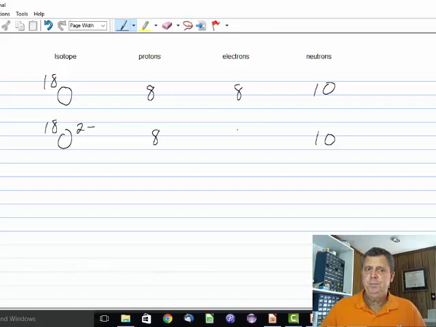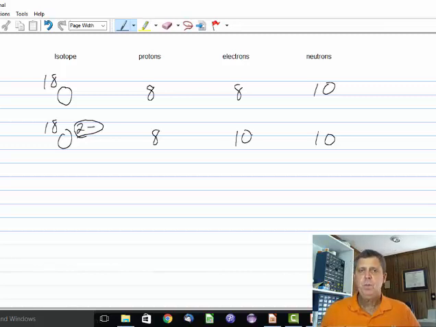Electrons is where people get tripped up. Part of it is because this is a -2. We tend to think when you have a negative, that means you're taking things away. Well, remember that electrons have negative charges, so if you add negative charges, our charge gets lower. So that means that this oxygen has 2 more electrons than it has protons. Therefore, it must have 10 electrons.